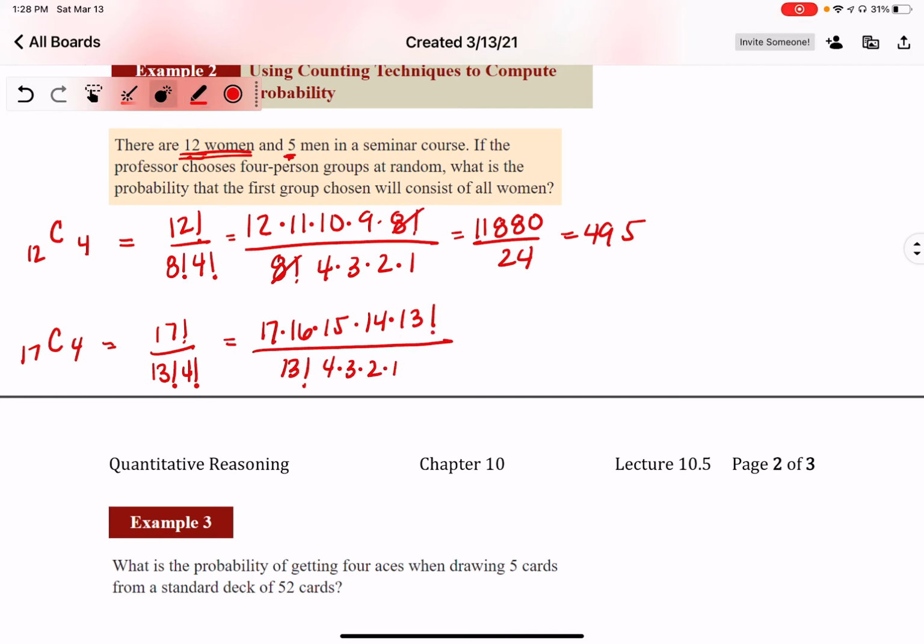That's not supposed to be a dot under there. 13, 13.